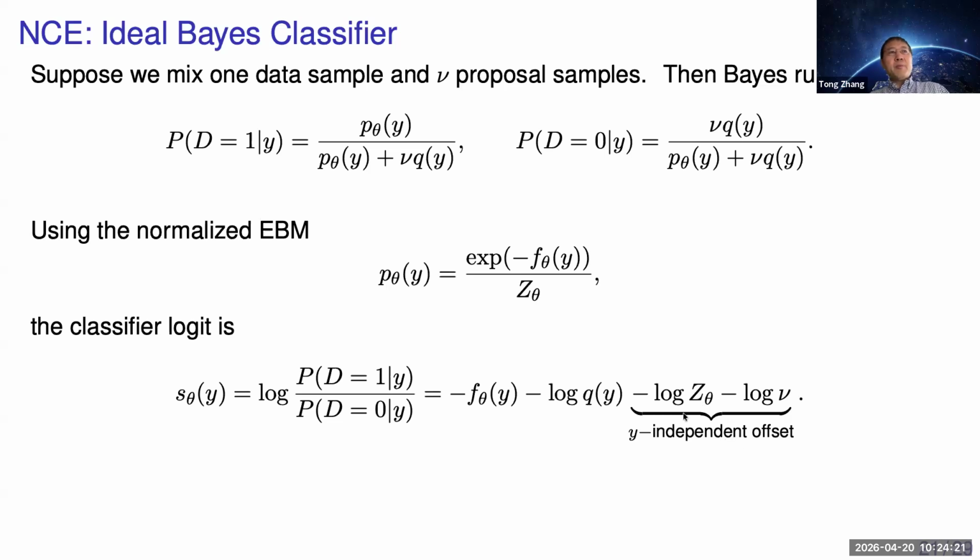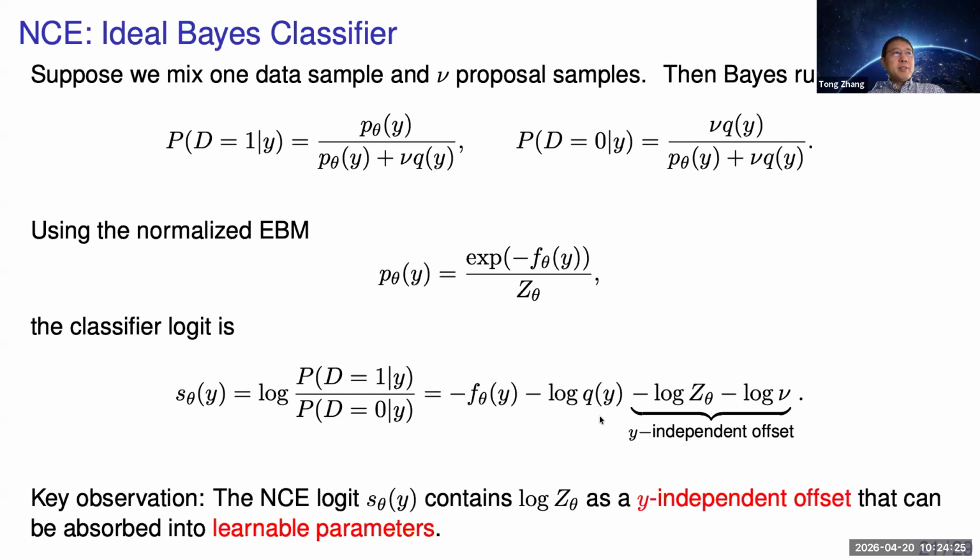So that's the whole point. I will say, oh, normalization is just another parameter. So basically, that's the key. The key observation for NCE is that these are logits. Logits can be learned using BCE, right? And logits contain this guy, but it's y independent. So if you add this y-independent term, you just add a b. B essentially is a bias that can be absorbed into the learning parameters. So basically, that's the key part about this.